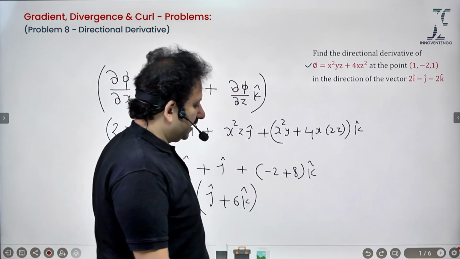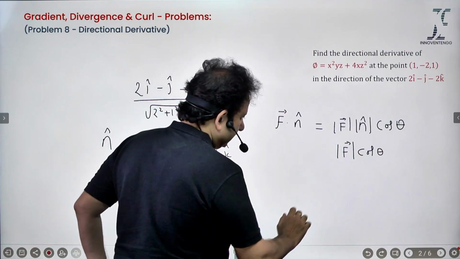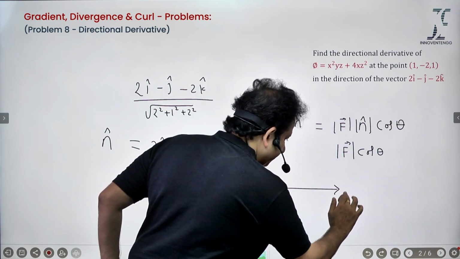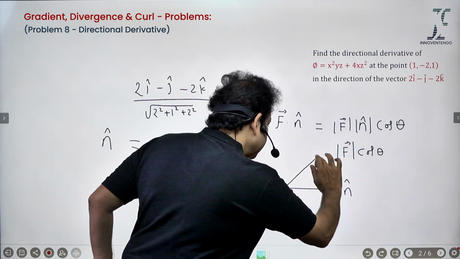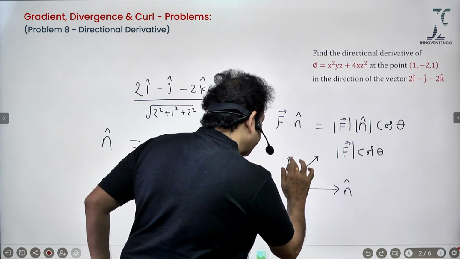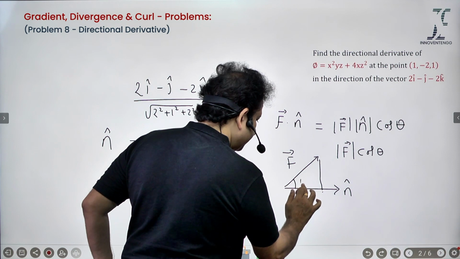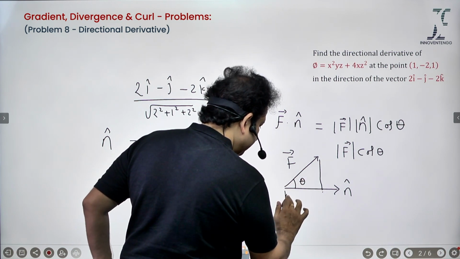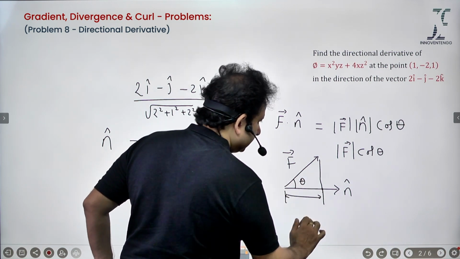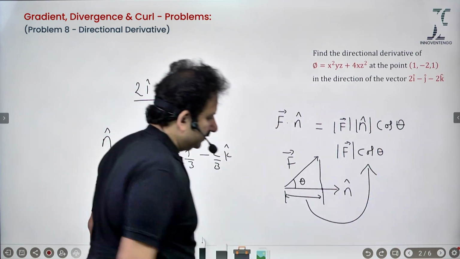How do you find the direction of a vector? It is as simple as that. If I say that this is my n hat and this is my gradient vector, when I project it, so this is theta, what I get here is this f.